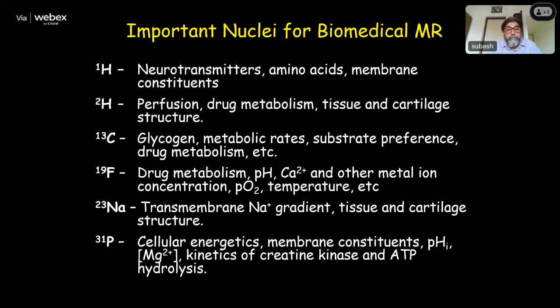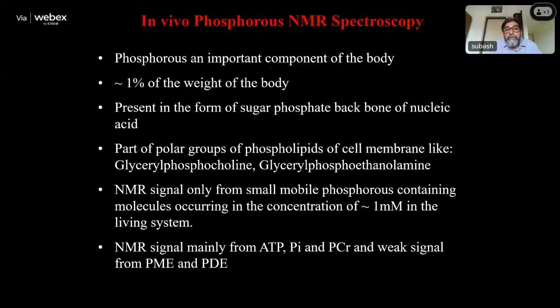And in sodium you can do transmembrane sodium gradient, as I told you, the intracellular and extracellular sodium concentration, which can give you information about tissue and cartilage structures. And 31P is essentially cellular energetics. It tells you the functioning of the mitochondria and how the energy products are being produced and utilized during the metabolic reactions. So if you look at phosphorus, it is an important component of our body.